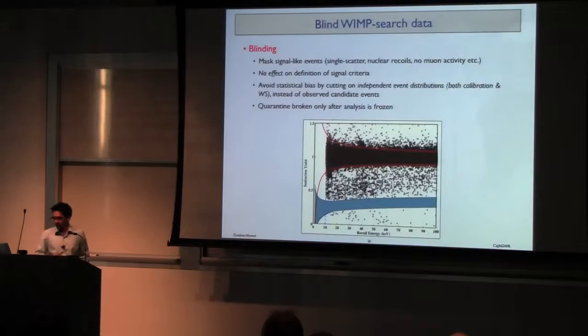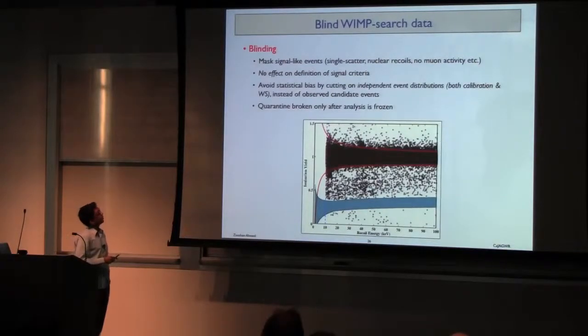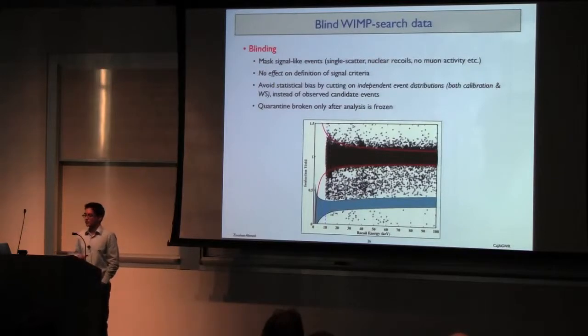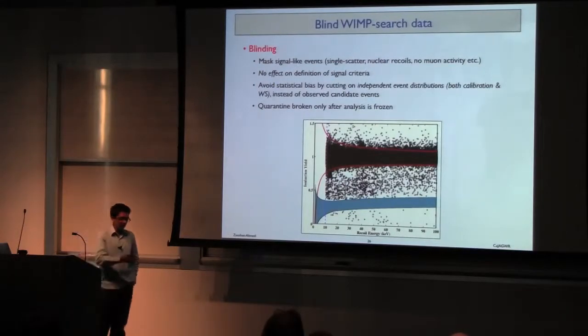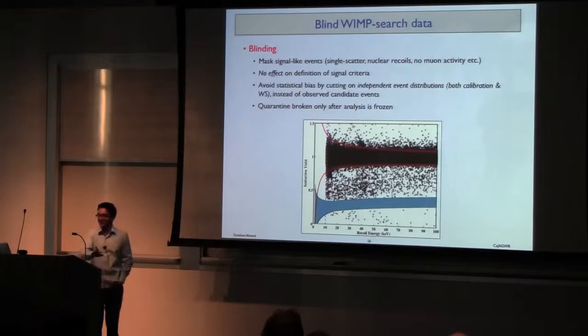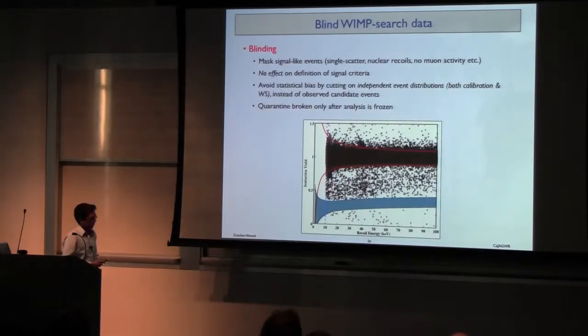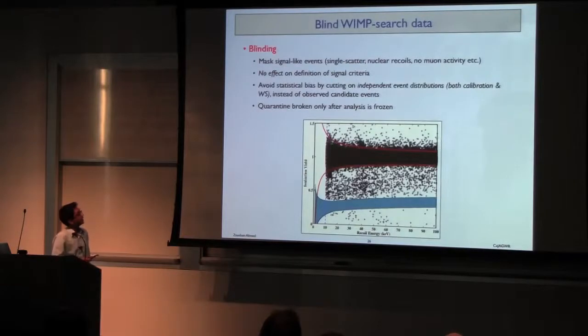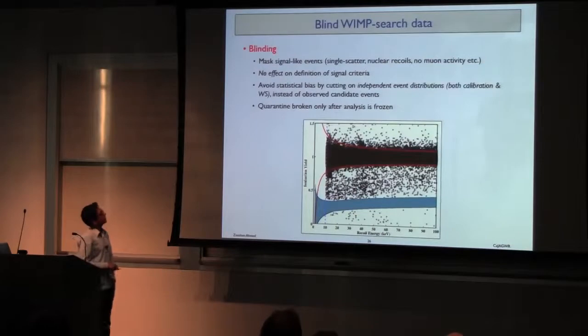Now, blinding the data. This is important. We want to mask our signal-like events to avoid statistical bias. We don't want to set our cuts on the data from which we want to make a discovery, hopefully. So we overblind, in fact, because when our initial physics cuts are not set, we guesstimate what single scatters look like and what the nuclear recoil band is, and blind a large swath of WIMP search data.